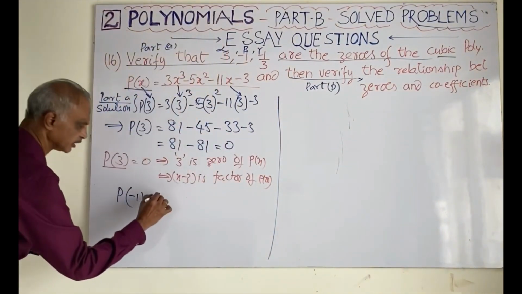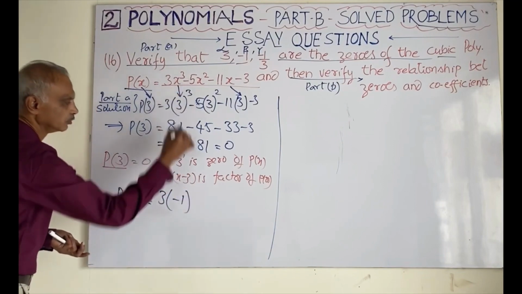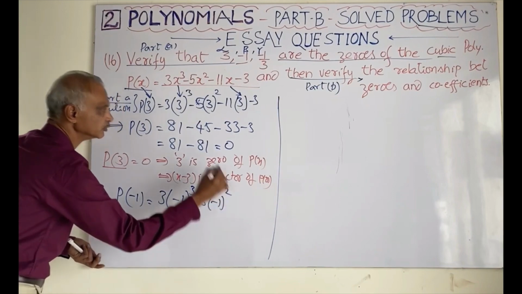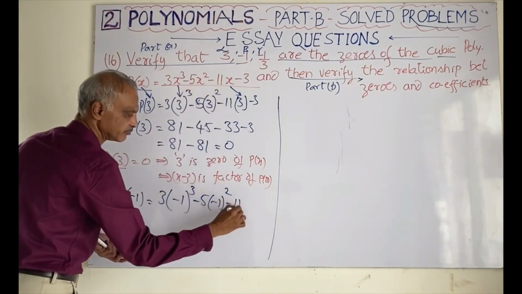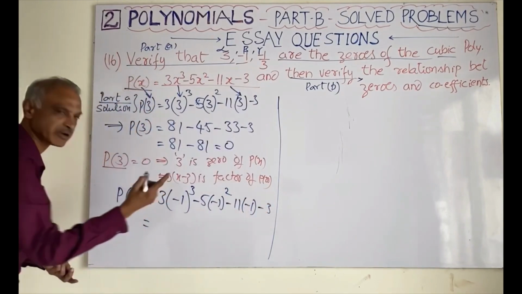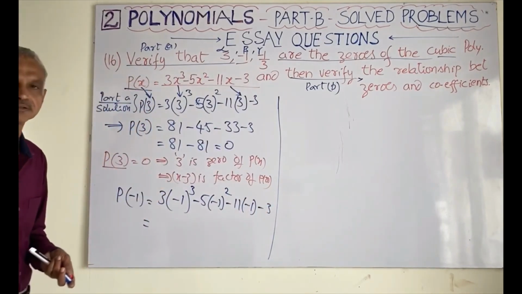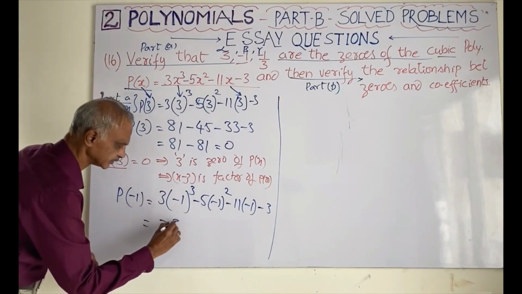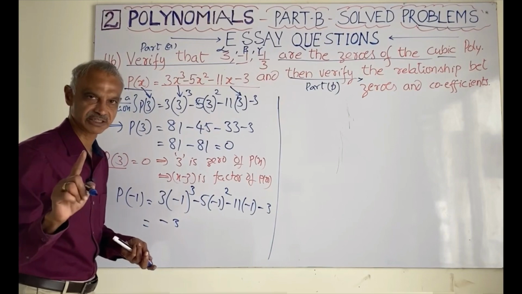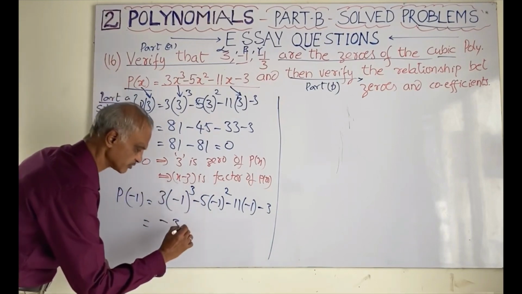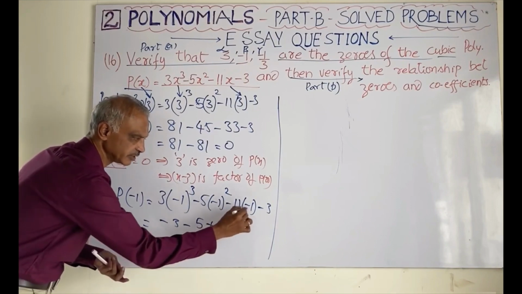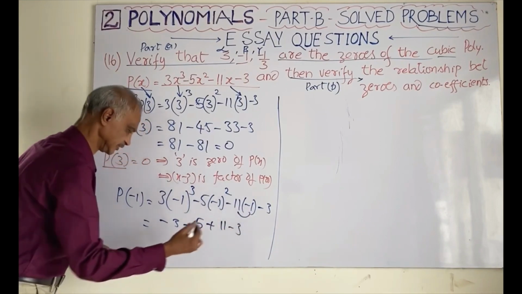You substitute 3 into minus 1 whole cube minus 5 into minus 1 whole square minus 11 into minus 1 minus 3. Minus 1 cube means minus 1. Minus 1 into 3 is minus 3. Minus 1 square means 1. Minus 1 into minus 1 is 1. 1 into minus 5 is minus 5. Minus into minus is plus, 11 into 1 is 11, minus 3.